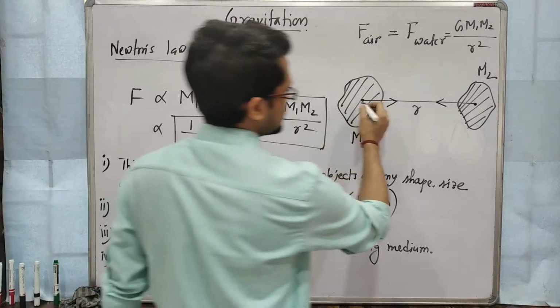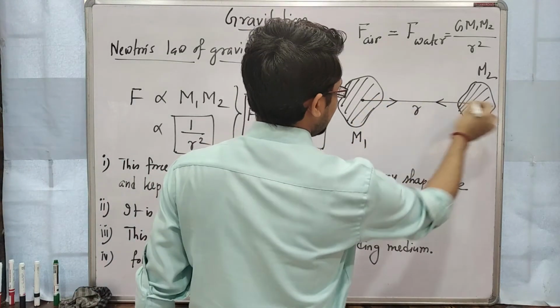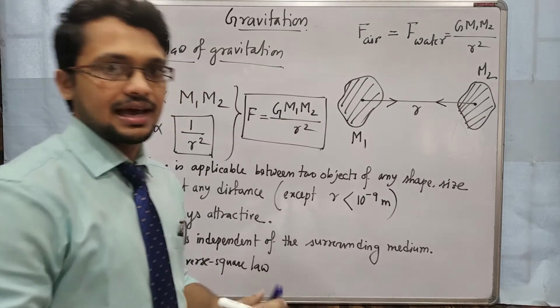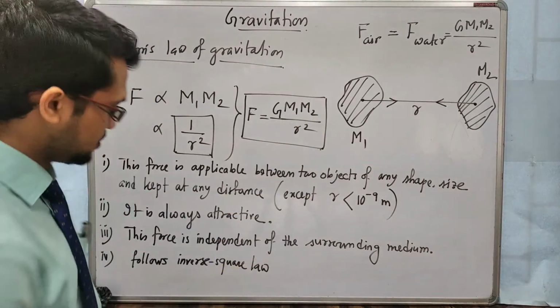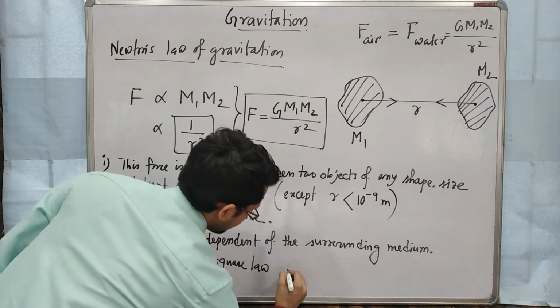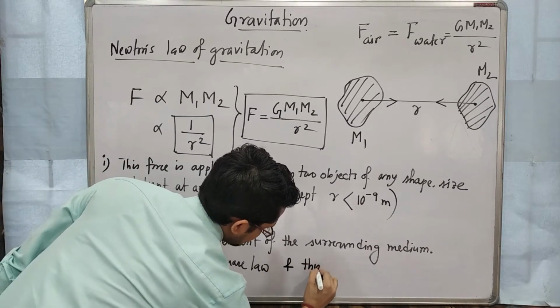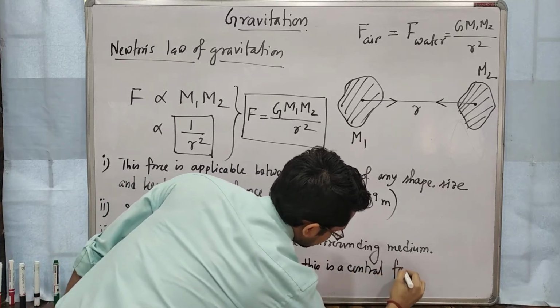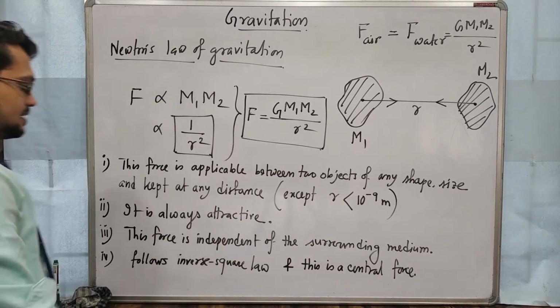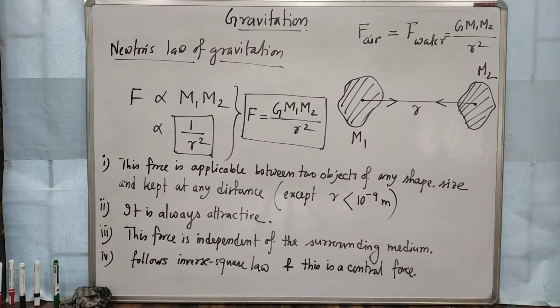And look here, this force is always acting along the line joining their centers. That means this force is a central force. It follows inverse square law, and this is a central force. Clear?